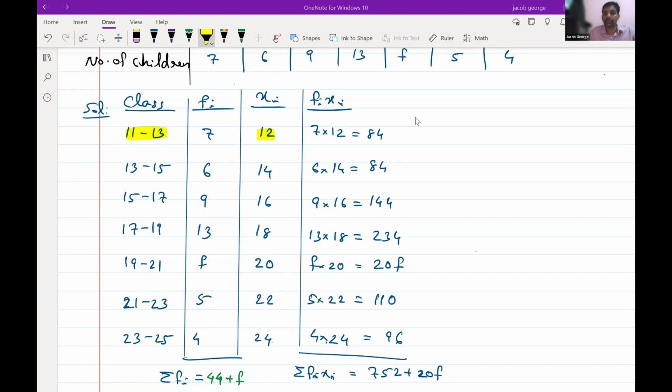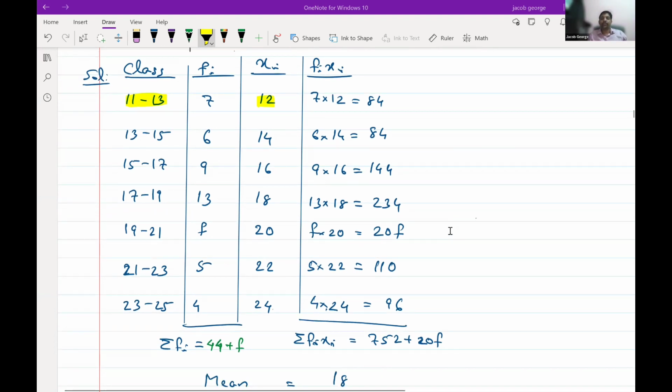Okay, so then we multiply fi into xi. Then we add sigma fi. The fi's are added: 7 plus 6 plus 9 plus 13 plus 5 plus 4, that is 44 plus F. That is sigma fi. For sigma fi xi, except for 20F, the remaining numbers we all add, and it is 752. So 752 plus 20F is sigma fi xi. Is that clear? The two summations, row 1, clear, right? Yes, sir.